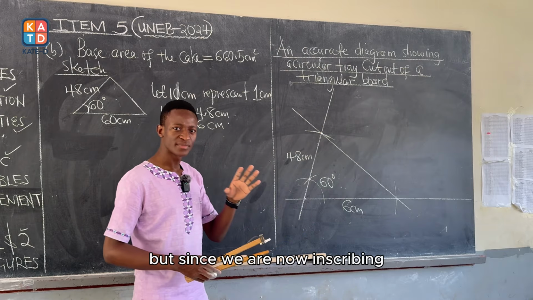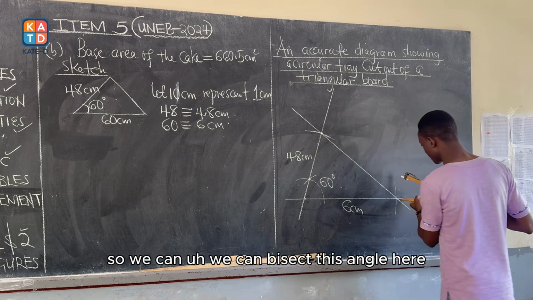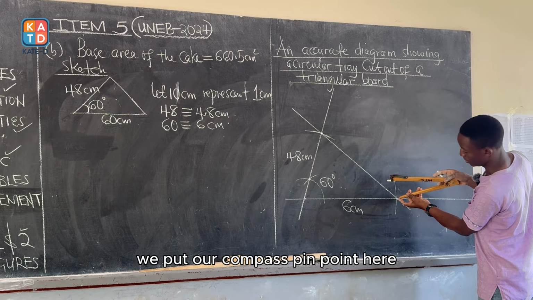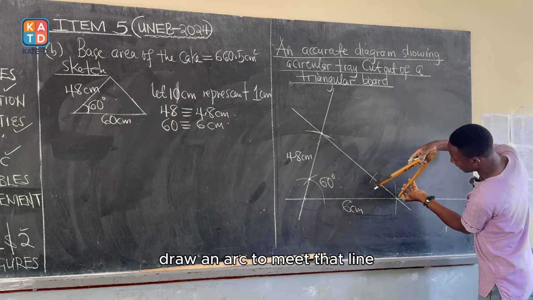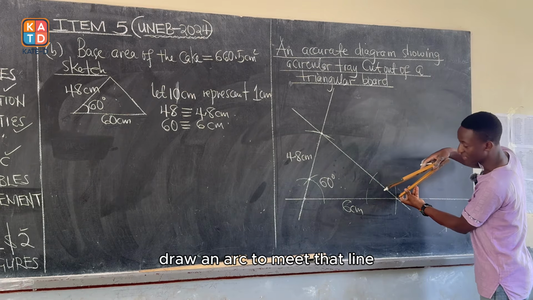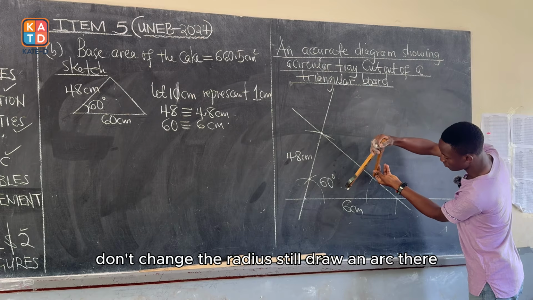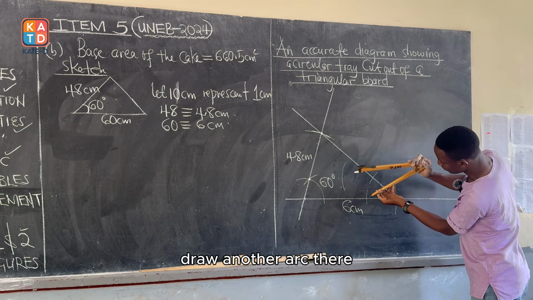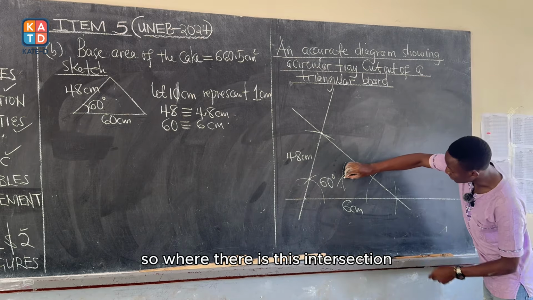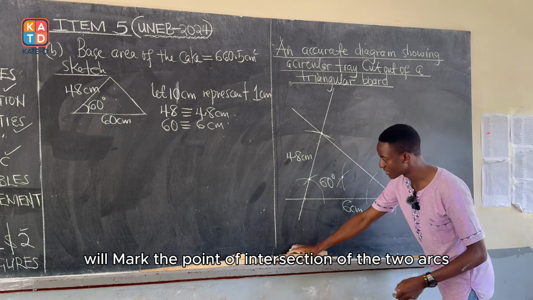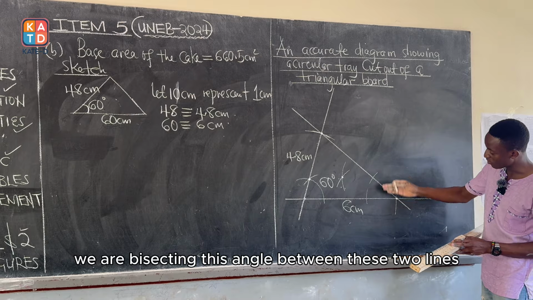But since we are now inscribing, we shall bisect the angles. So we can bisect this angle here. We put our compass pinpoint here, then choose a radius at that point, draw an arc to meet that line, draw an arc to meet that line, and after we move to that point, don't change the radius, still draw an arc there, draw another arc there. So where there is this intersection, we mark the point of intersection of the two arcs, get a ruler, and then join this vertex which we are bisecting, because we are bisecting this angle between these two lines.